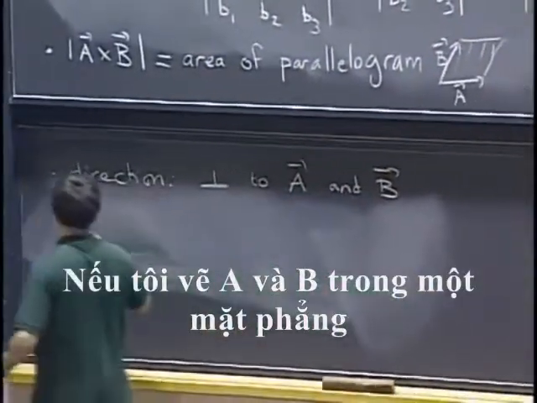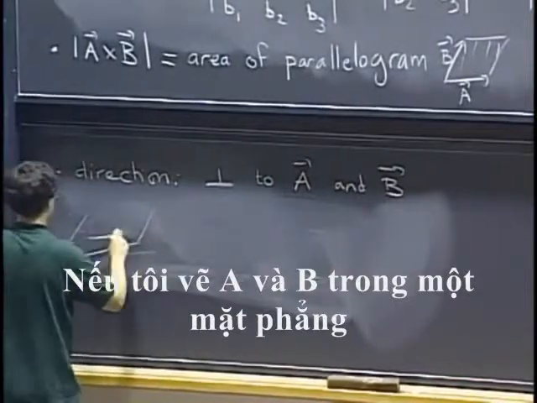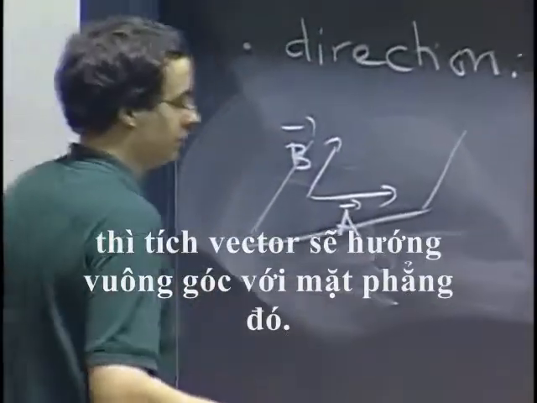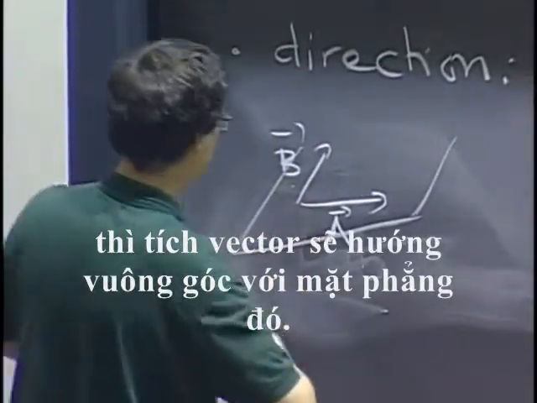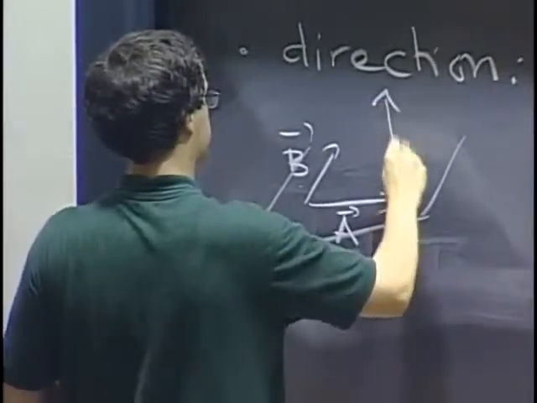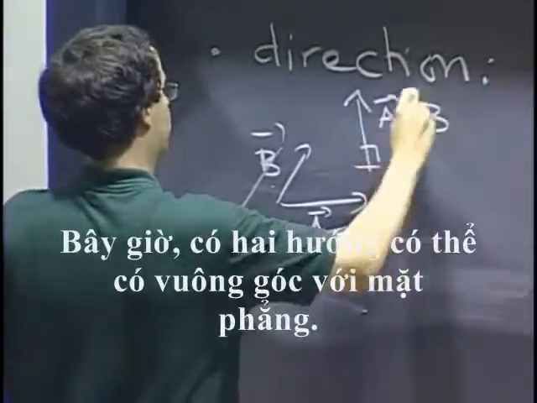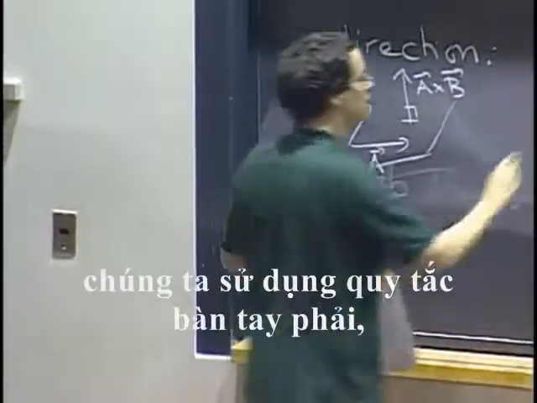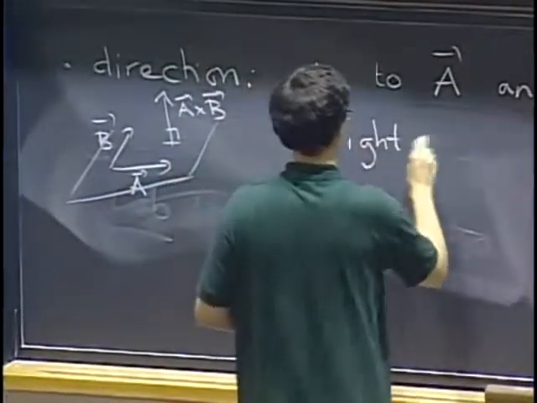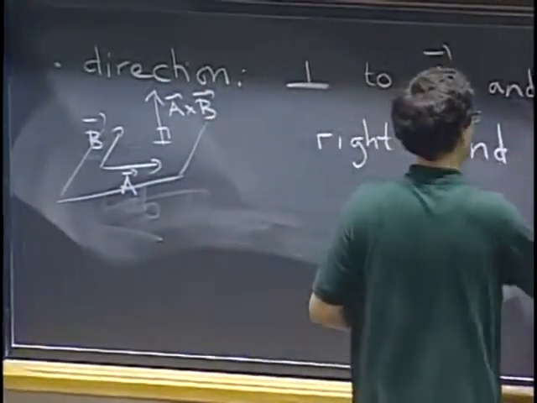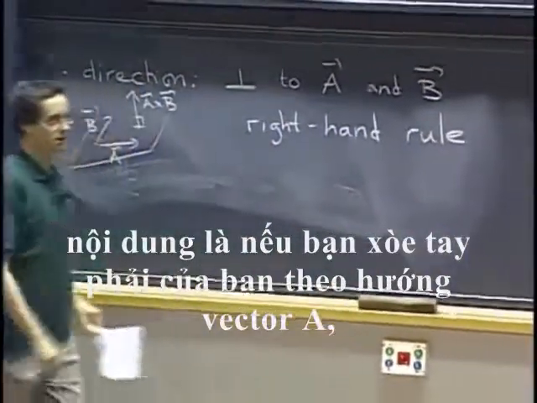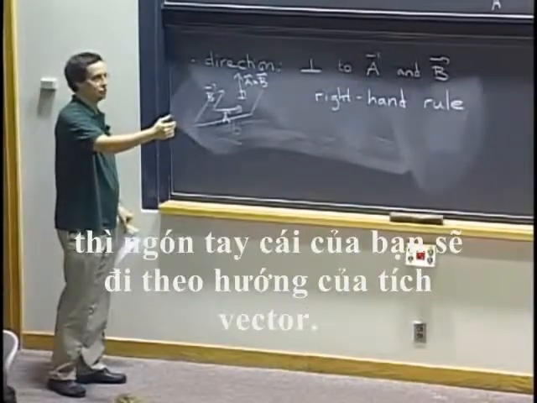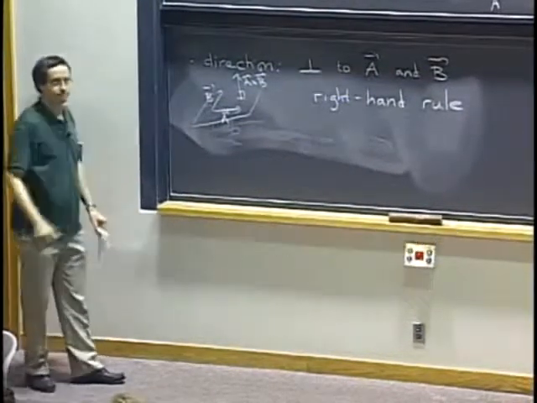So in fact, if I draw A and B in a plane, they determine a plane together, then the cross product should go in the direction that's perpendicular to that plane. Now, there are two different possible directions that are perpendicular to a plane, and to decide which one it is, we use the right-hand rule. Which says if you extend your right hand in the direction of vector A, then curve your fingers in the direction of B, then your thumb will go in the direction of the cross product.